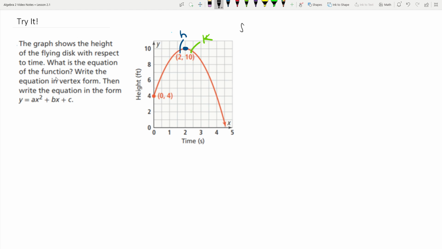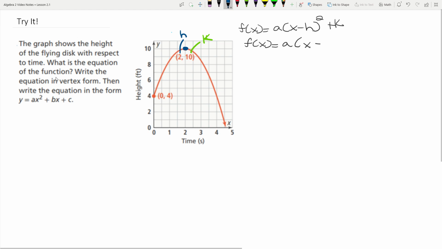So again, f of x equals a times x minus h squared plus k. So we got f of x equals a, we don't know what a is. H is going to be 2, squared, plus k.